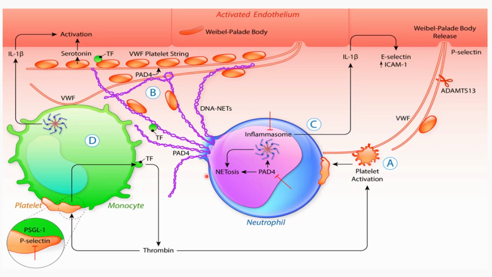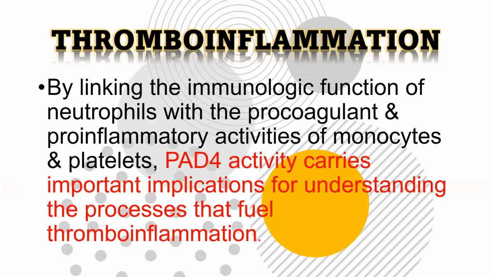Again, in the same diagram, we can see the role of PAD4 in the process of NETosis and also in activation of inflammasomes, and later on we'll know its role also in preventing cleavage of von Willebrand factor. Actually, PAD4 plays an important role in linking the immunologic function of neutrophils with procoagulant and proinflammatory activities of monocytes and the platelets, and this role will fuel thromboinflammation.